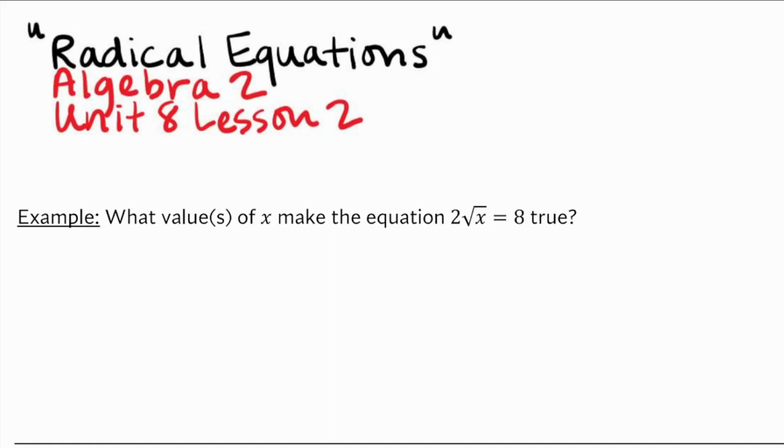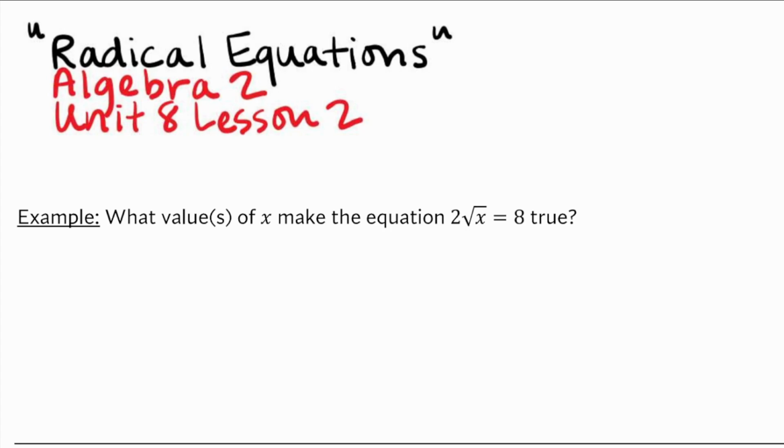Alright, welcome. In this video, we're going to solve equations that have radicals in them. And I think you'll see that for the most part, this is going to play out like we expect, but with the occasional twist. Now, the first equation I've got for you to solve is a pretty basic one.